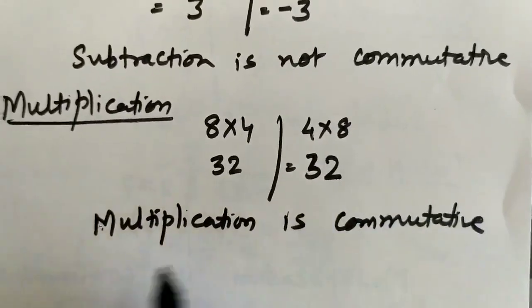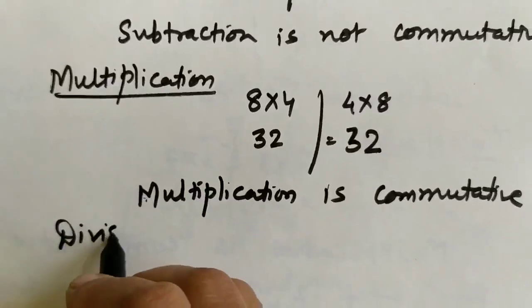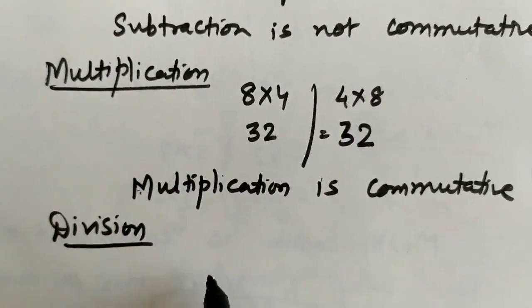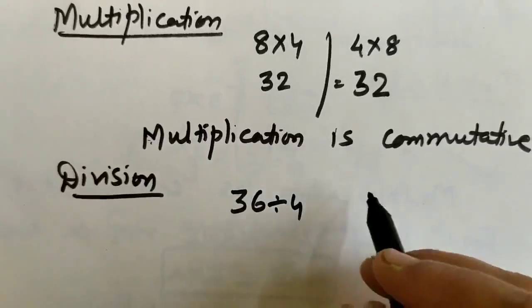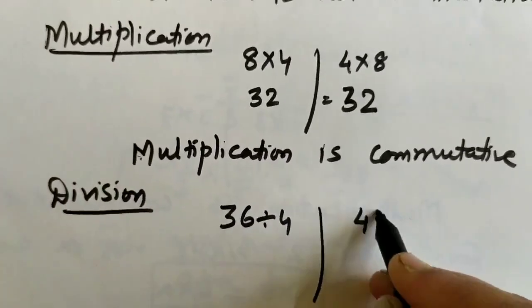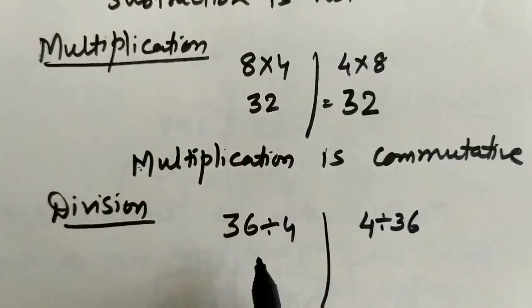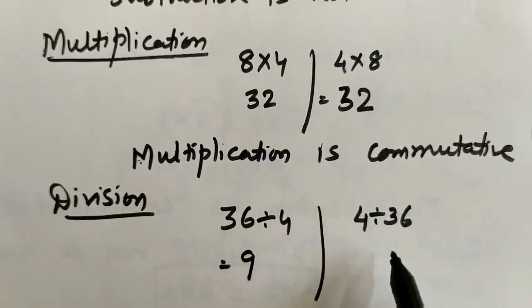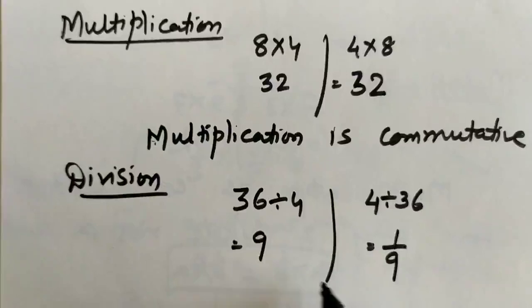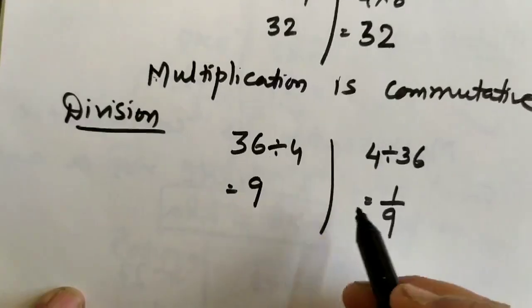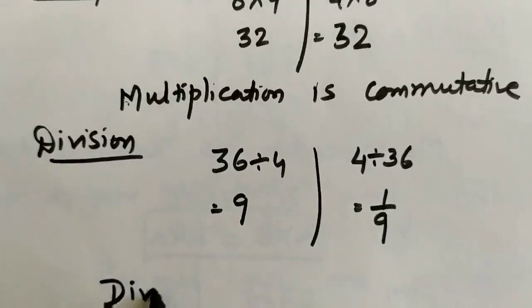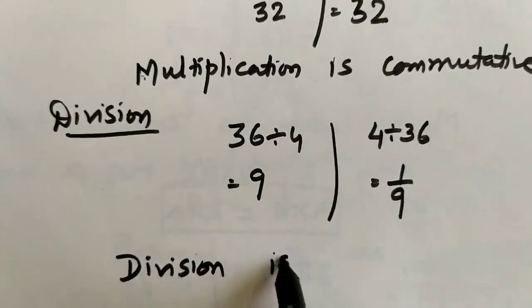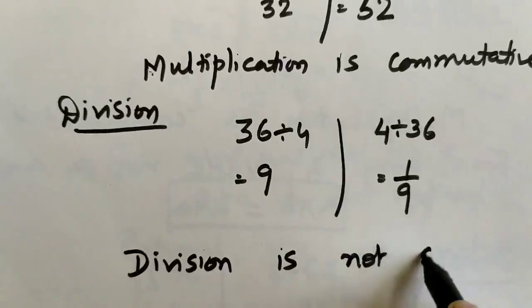Now let us see for division. Let us take two numbers, 36 divided by 4. If we interchange the numbers, it will be 4 divided by 36. Here the answer will be 9. Here the answer will be 1 upon 9. Both the answers are different. 9 and 1 upon 9 are different answers. So we can say that division is not commutative.